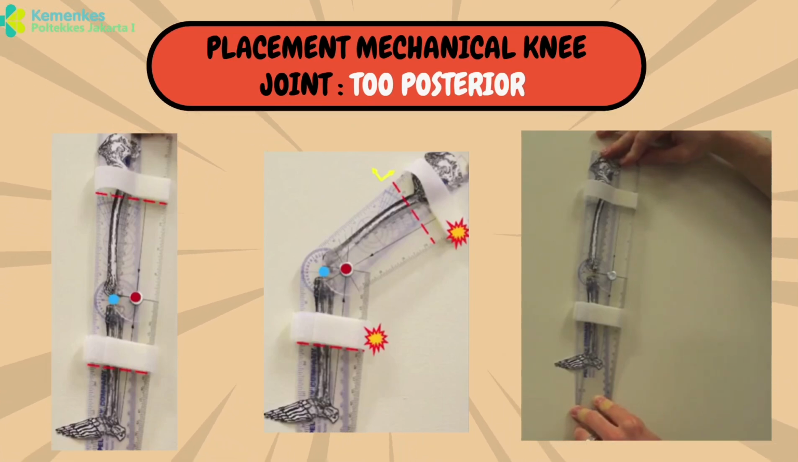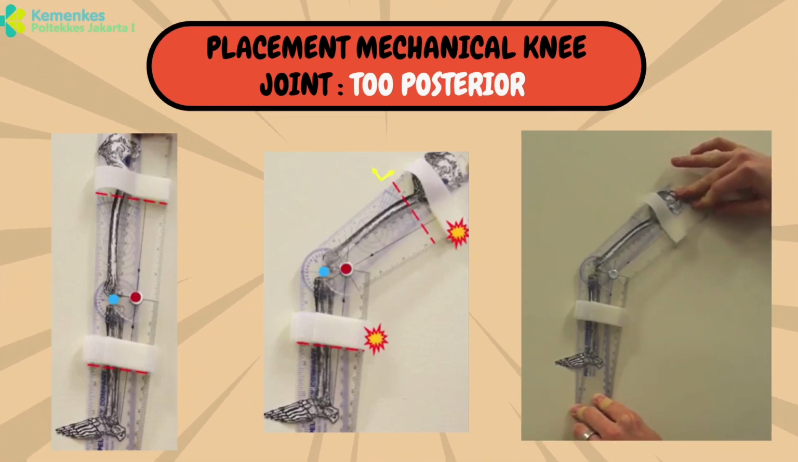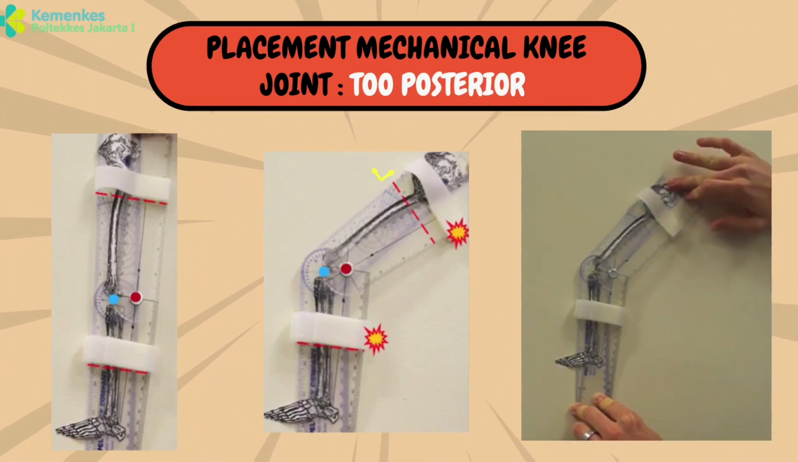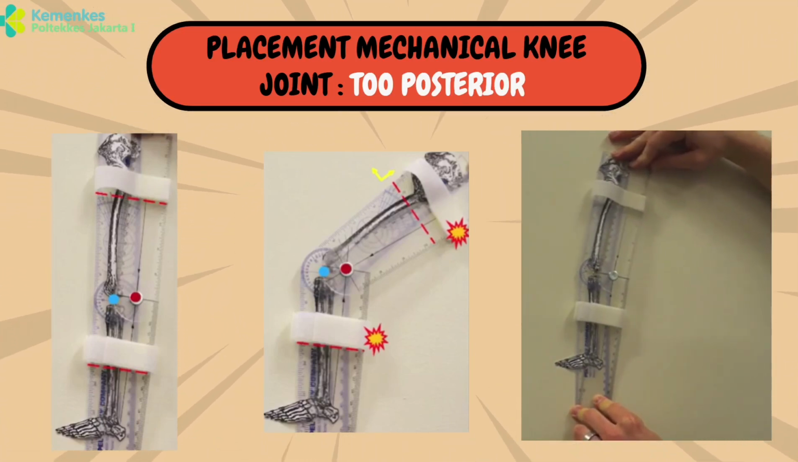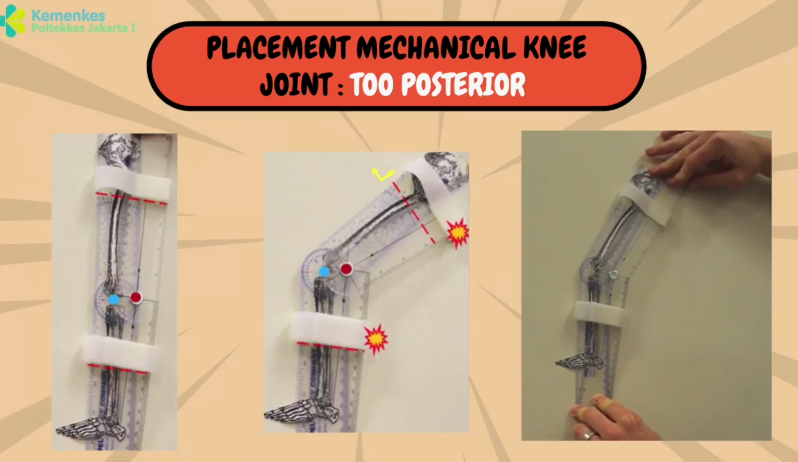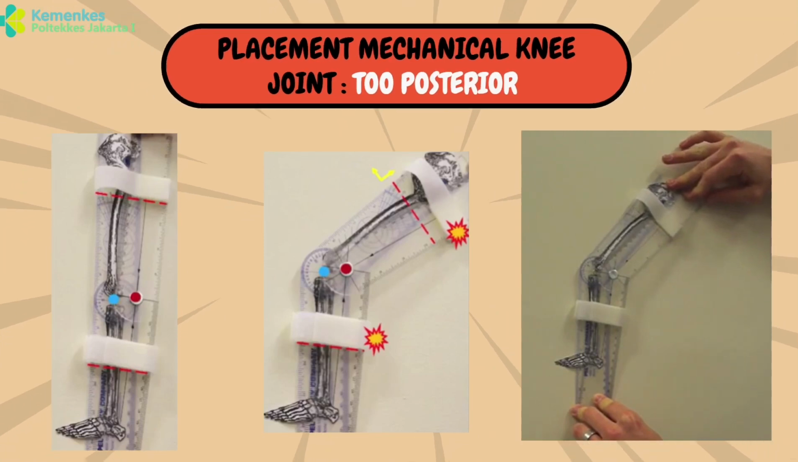And next, what if the mechanical knee joint is too posterior? As we can see in the video and the photos I have attached, there is clear pressure on the posterior proximal calf and posterior distal thigh, and there will be a gap on the anterior proximal calf and anterior distal thigh. When the patient has this condition, they will feel uncomfortable when using the device, and it may also create pain.